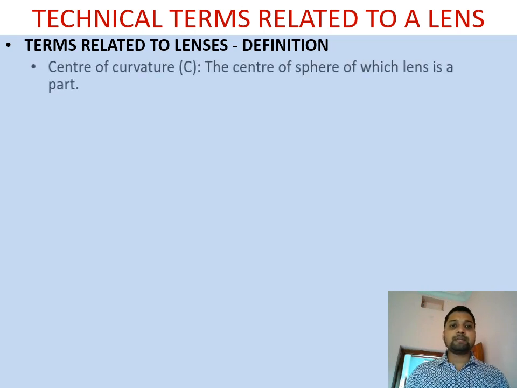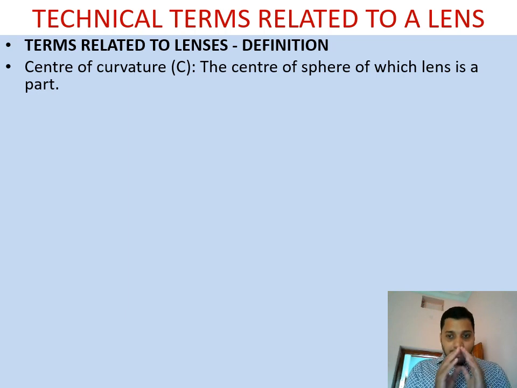First one: center of curvature. As we know, in a lens we have two spherical surfaces. On both sides, if we look, each forms a circle, meaning both have a center. The center of the sphere of which the lens surface is a part is the center of curvature. Because it has two spherical surfaces, it has two centers of curvature, C1 and C2, or 2F1 and 2F2.